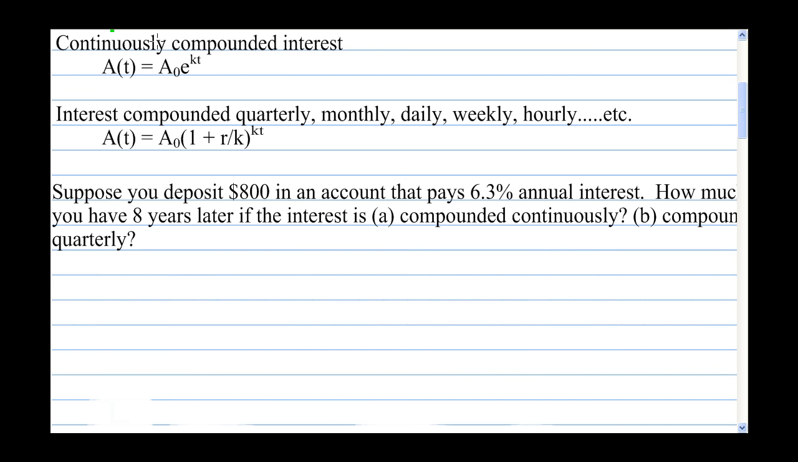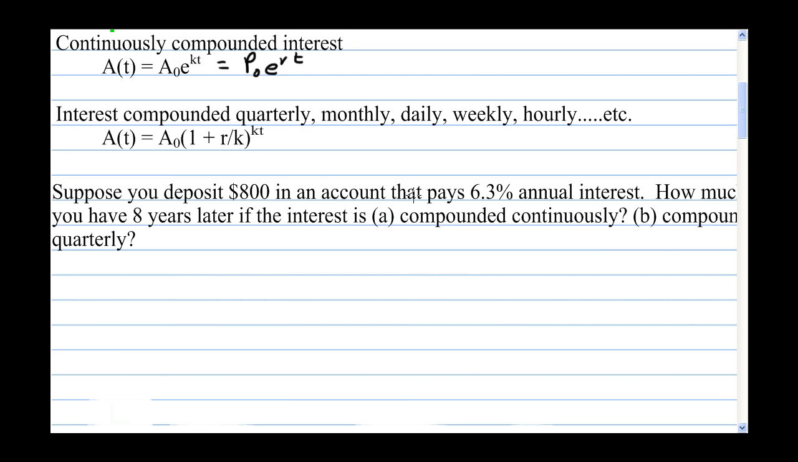We're going to look at continuously compounded interest problems, and when compound interest is continuous, we use the PERT formula. Sometimes we see this as P naught e to the RT. Interest compounded quarterly, monthly, daily, weekly, hourly is the initial amount times 1 plus r over k to the kt, where k is 4 if it's quarterly, 12 if it's monthly, 365 if it's daily, and so on.